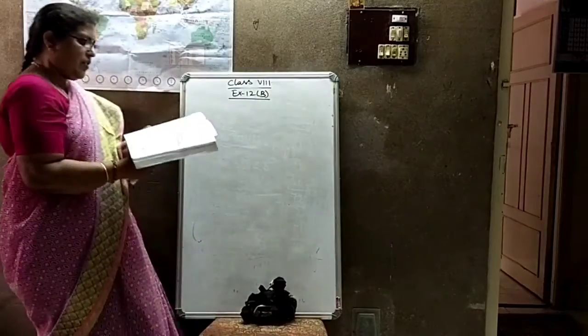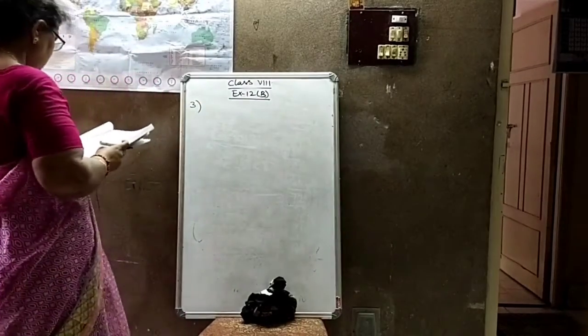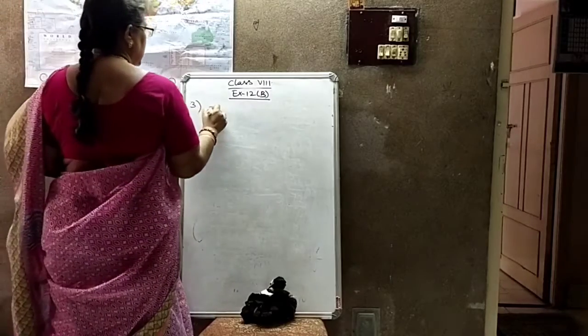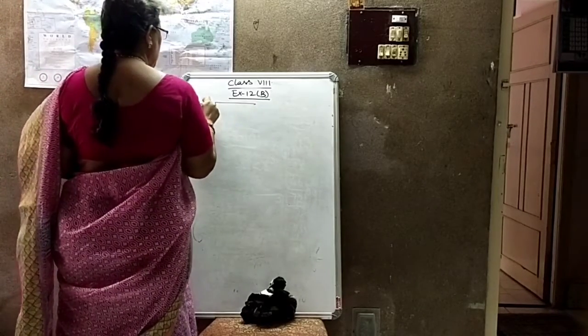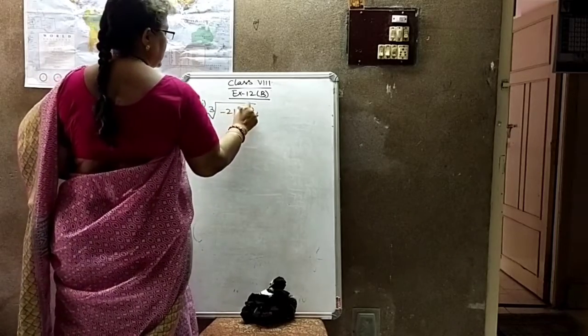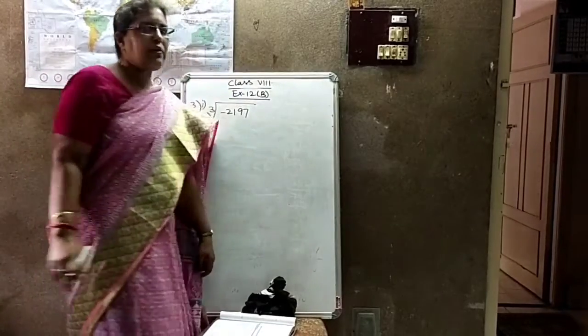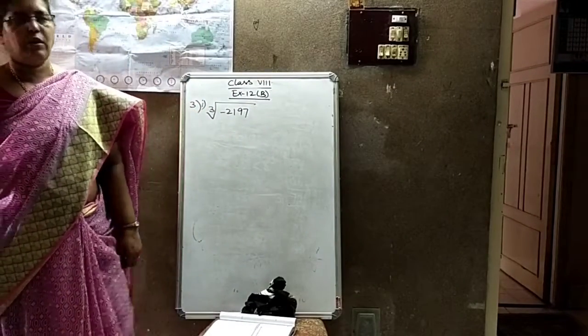Now, evaluate the following, third Roman C. Until now, I did not teach you negative numbers. Cube root of minus 2197. In this case, it is a 4-digit number only. We can go for prime factorization.